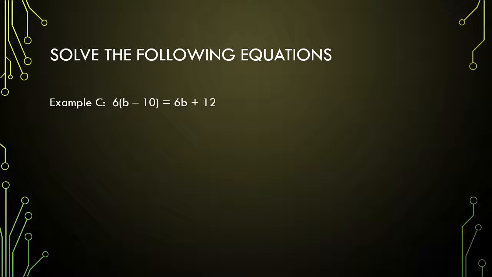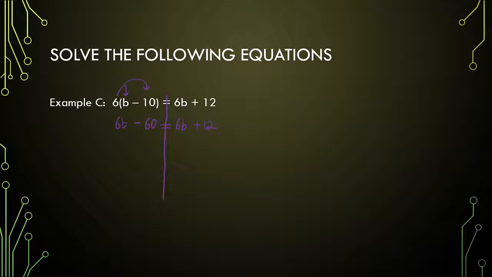For example C, we're solving 6 times b minus 10 is equal to 6b plus 12. Now because of those parentheses, I know I need to distribute. I need to take 6 multiply it by b, and I need to take 6 and multiply it by negative 10. That'll change this to 6b minus 60 equal to 6b plus 12.